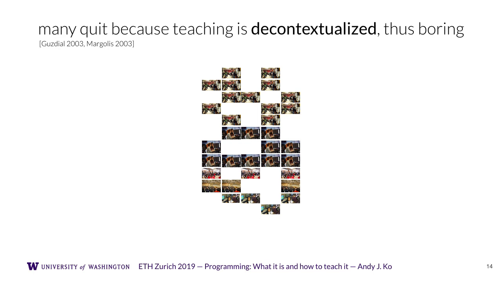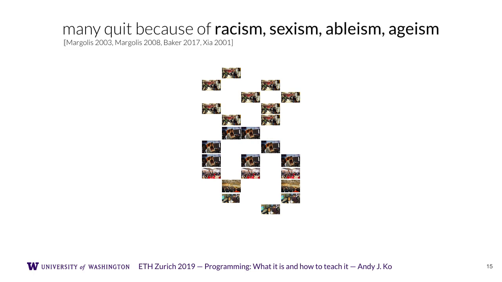And then, of course, there's more nefarious reasons. Many people quit because of racism, sexism, ableism, and ageism. Some of this is explicit on the part of a teacher or a community, but a lot of it is actually not about an interpersonal interaction, but rather an institutional interaction. There are processes and policies that disadvantage particular groups. So, for example, racism might look like black students not seeing themselves represented amongst the faculty, where they don't have role models, and so they're not aspiring in that same way to pursue something.